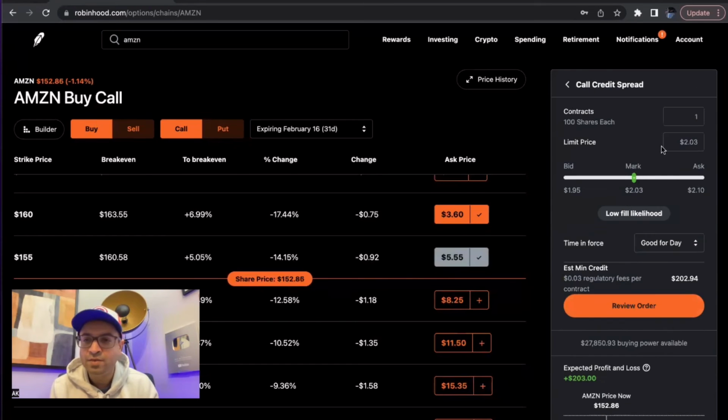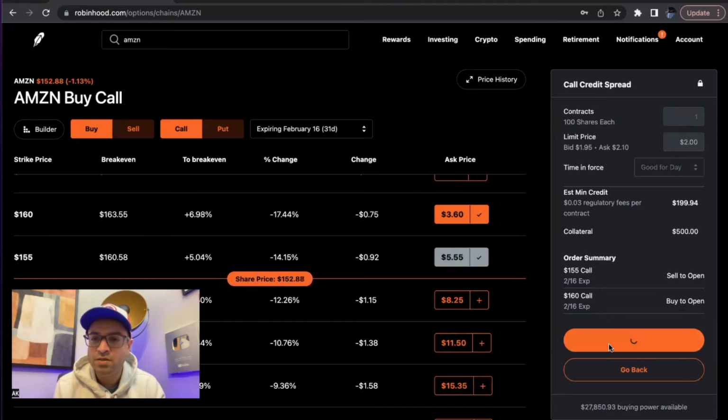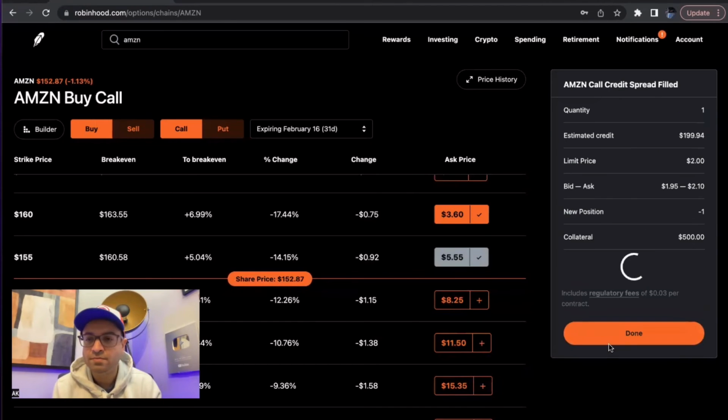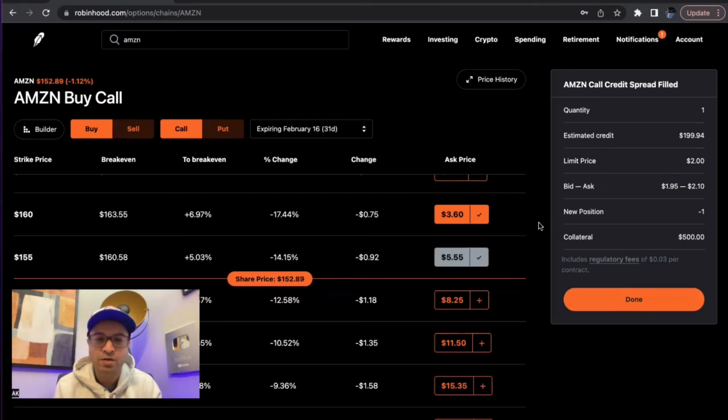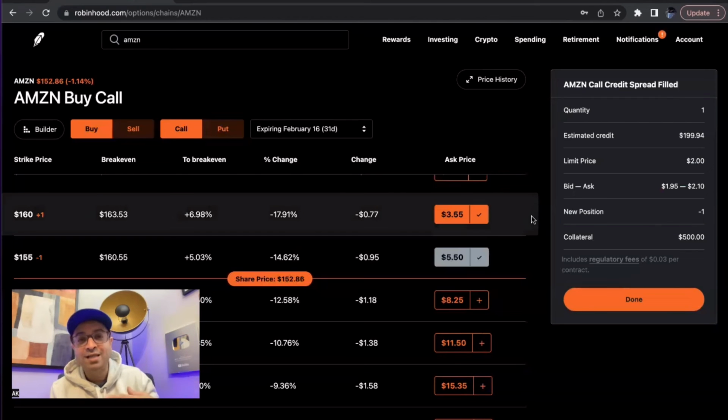Click continue. I'm just going to do one option for this contract. And since we're selling it, I'm just going to collect a lower price than I normally would, just so we can see this execute for you guys live here. All right, review order, submit, boom, executed, right? We are in this trade now. So we sold one bearish call spread, okay? Even though calls are usually when you expect prices to go up, when you're selling them, that's because you're expecting prices to go down, okay?